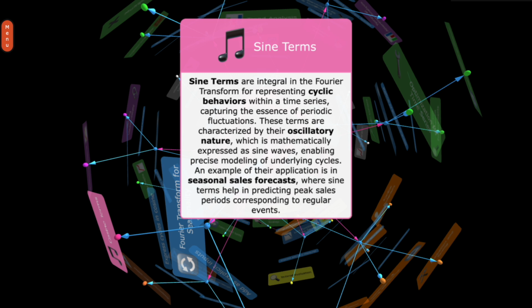Sine terms are integral in the Fourier transform for representing cyclic behaviors within a time series, capturing the essence of periodic fluctuations. These terms are characterized by their oscillatory nature, which is mathematically expressed as sine waves, enabling precise modeling of underlying cycles. An example of their application is in seasonal sales forecasts, where sine terms help in predicting peak sales periods corresponding to regular events.